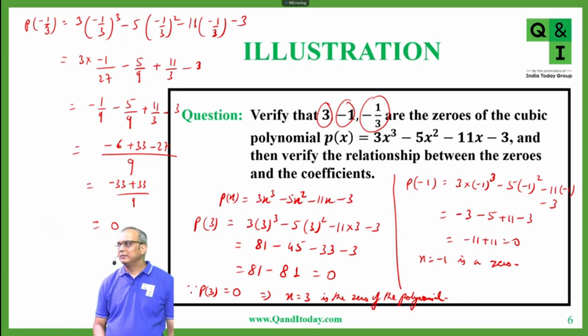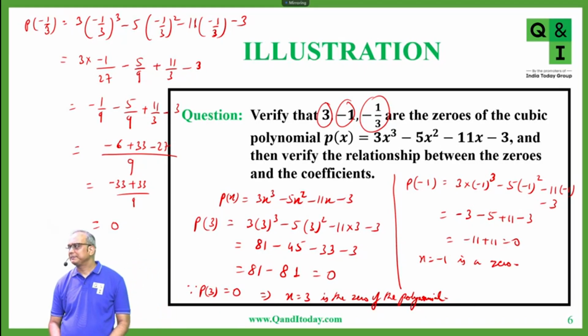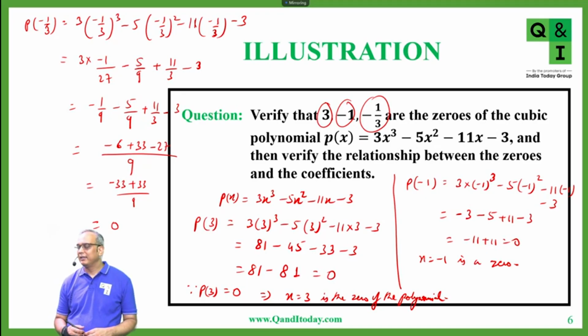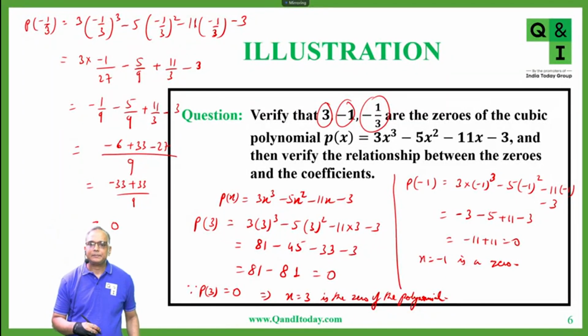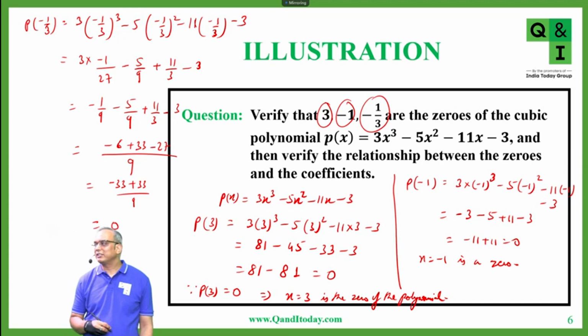So this is negative 33 plus 33 over 9, which is equal to 0. Is it clear, students? So you can see that P of 3 is equal to 0, P of minus 1 is equal to 0, and P of minus 1 by 3 is also equal to 0. That means 3, minus 1 and minus 1 by 3 are all zeros. This has been verified. These are the three zeros of the polynomial 3x cube minus 5x square minus 11x minus 3. Is this clear? Have you understood the concept?